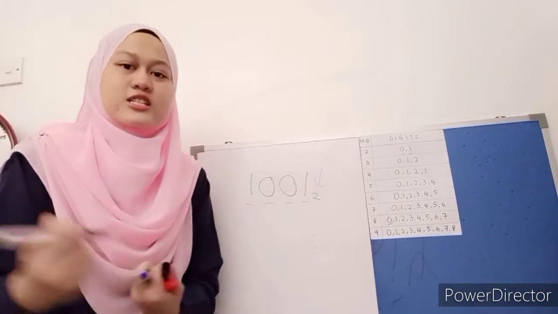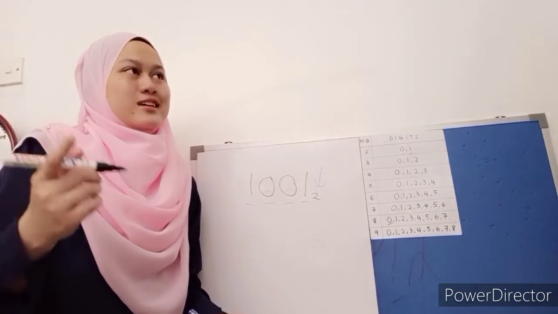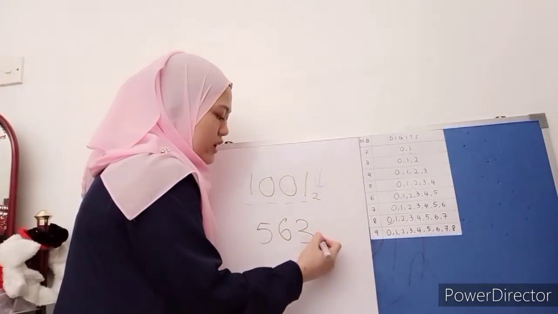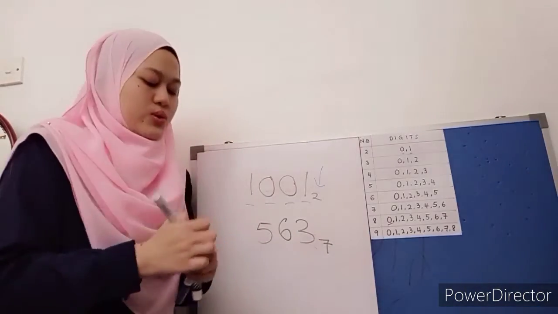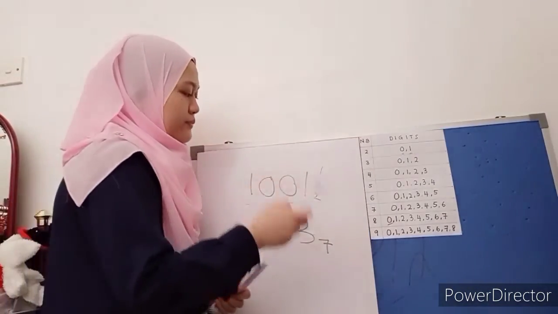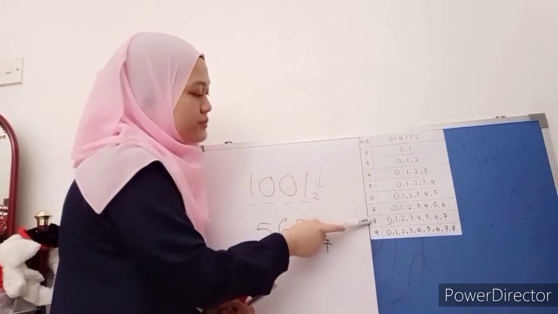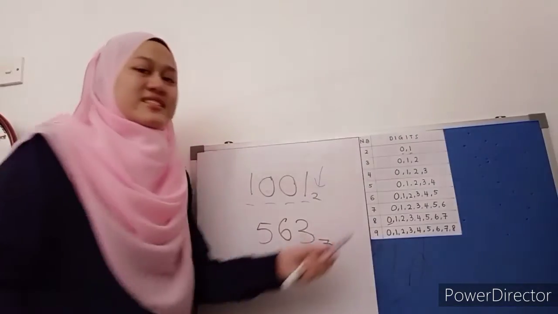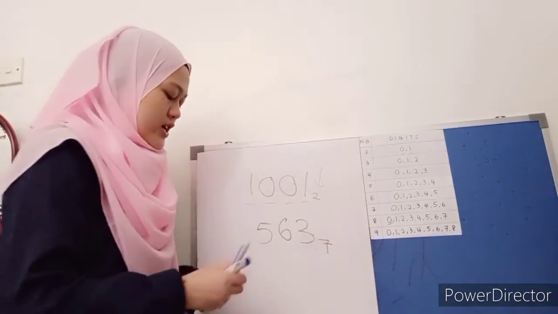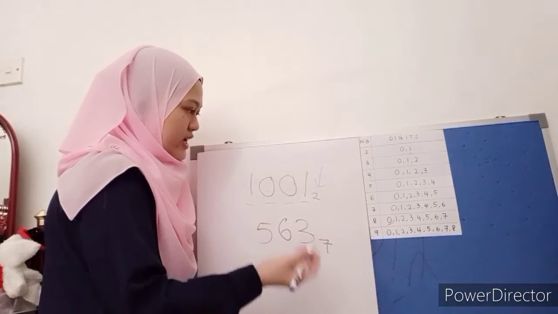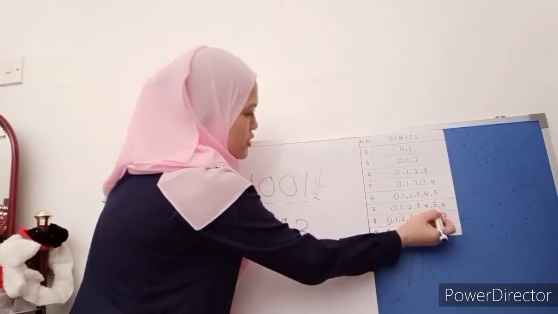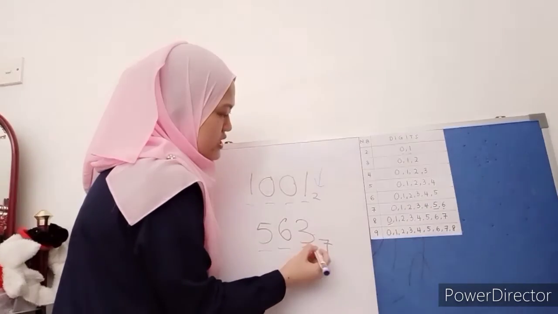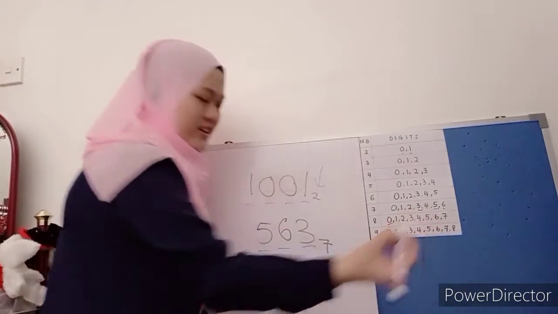For the second example, let us take a look at 563 base 7. As I said before, in number base 7, we only have 0, 1, 2, 3, 4, 5, 6 as the digits. So here you can see that 5 is here, 5 is over here, 6 is here, 6 is over here, and 3 is here, and 3 is over here.